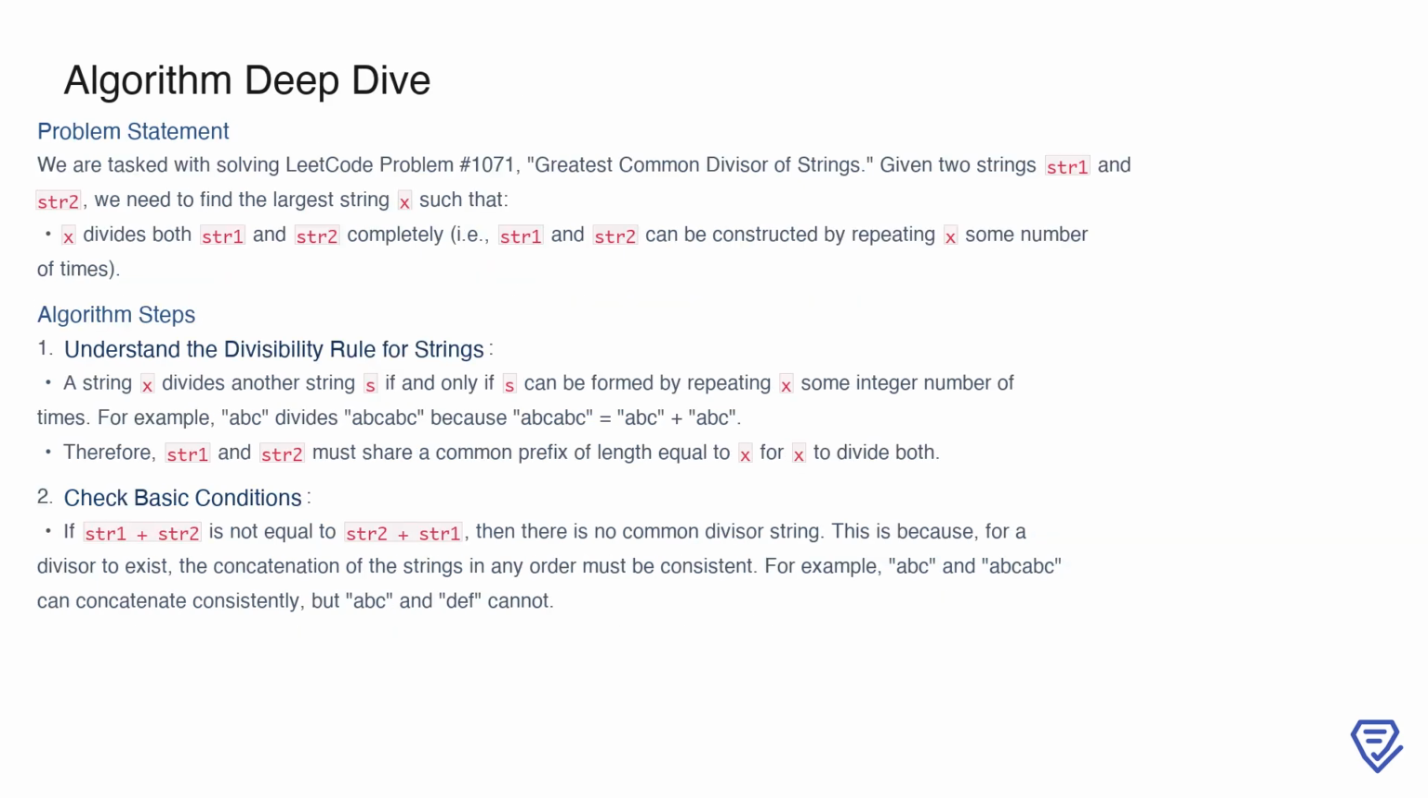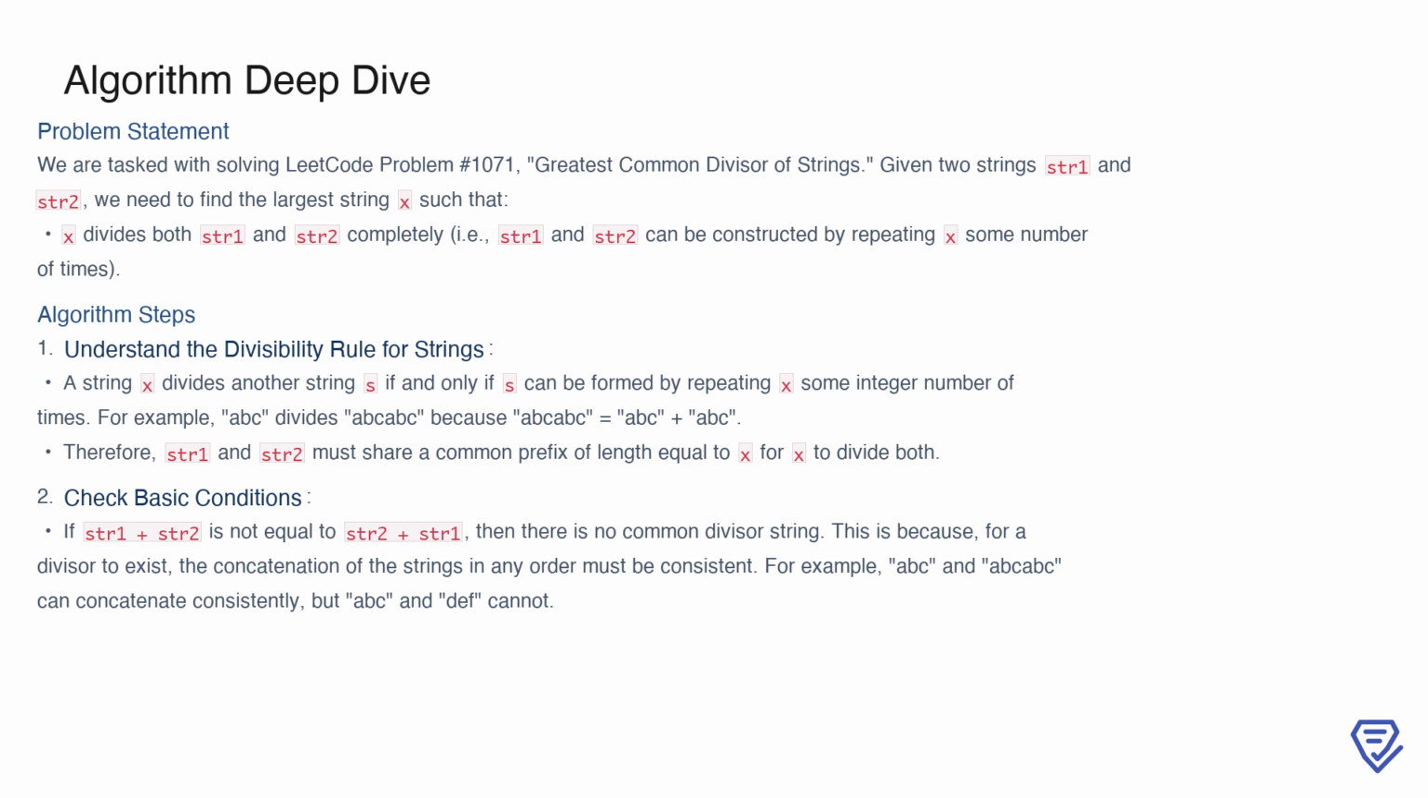To tackle the problem of finding the greatest common divisor of two strings, we first need to understand the concept of divisibility in the context of strings. A string x divides another string s if s can be constructed by repeating x a certain number of times. For instance, the string ABC divides abcabc because abcabc is just 2 repetitions of ABC.